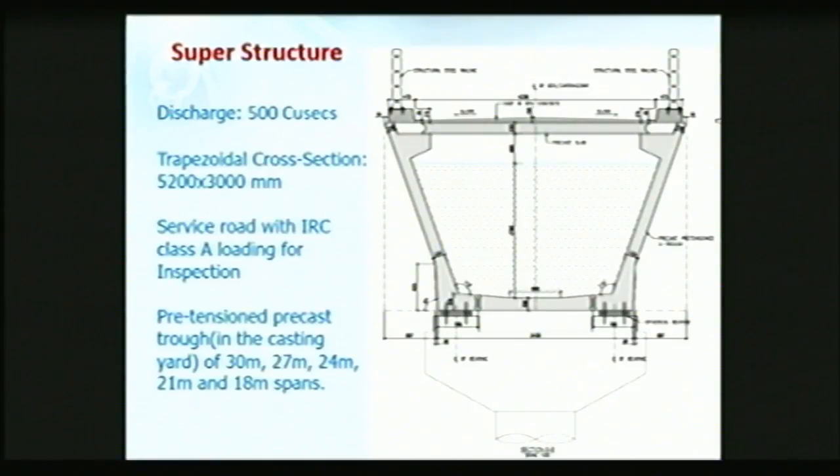And that top slab was designed for class A loading because the length is 15 meter and height is 30 meter tall. It is really difficult for people to maintain. So we wanted vehicle to move on the top of the viaduct, and there is water flowing below the top of the slab. So we went for slab, again a precast lifted after placing the trough on the pier.